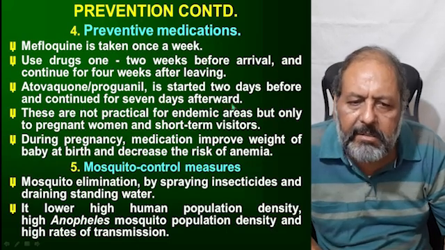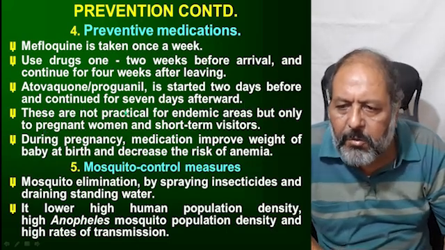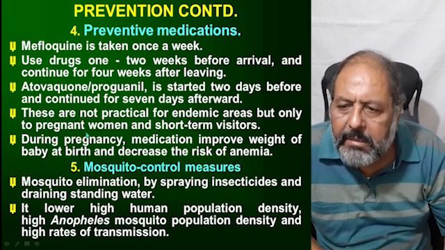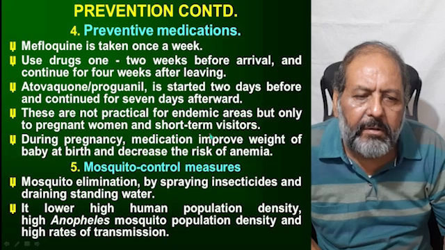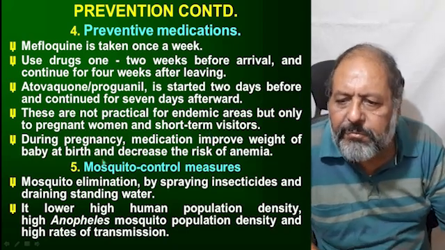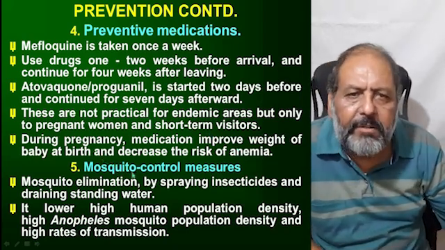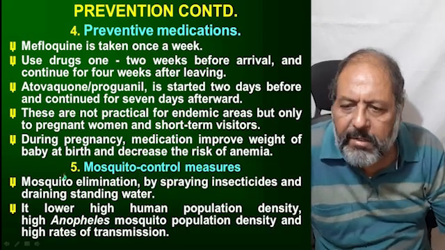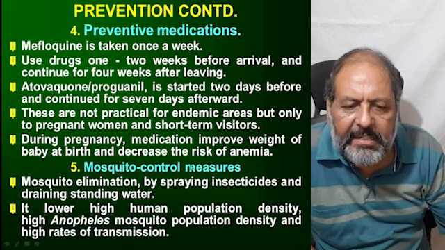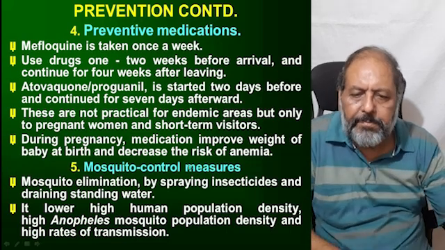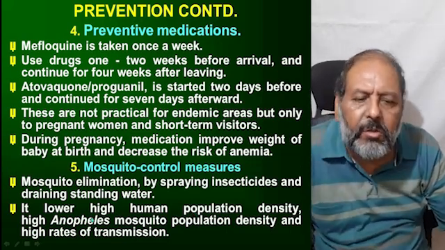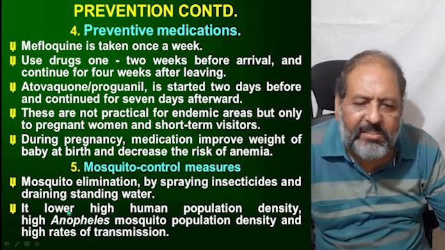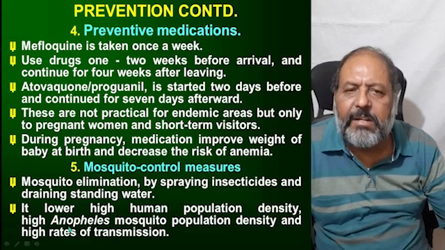Atovaquone proguanil is started 2 days before and continued for 7 days afterward. These are not practical for endemic area but only for the pregnant woman and short-term visitor. During pregnancy, medication improves weight of the baby at birth and decreases the risk of anemia. Number 5 is mosquito control measures, mosquito elimination by spraying insecticides and draining standing water.